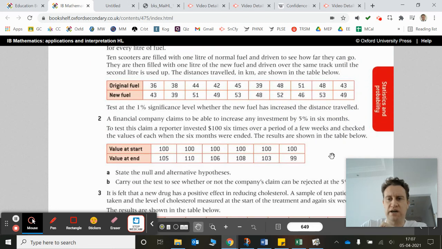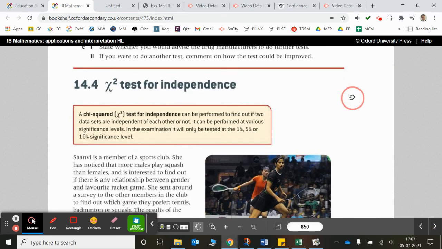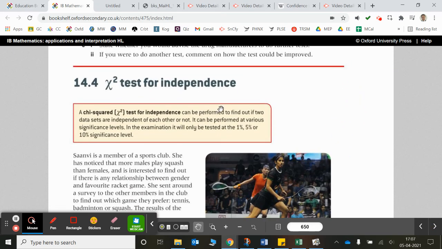So then there's 14I, and let's see what comes next. So next we have the chi-squared test for independence.